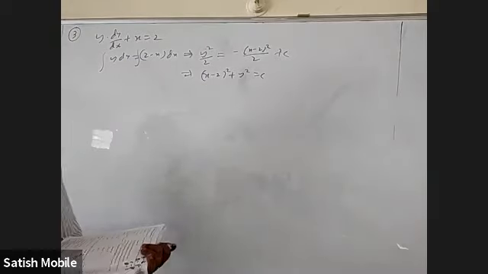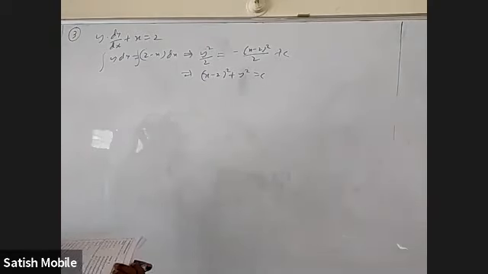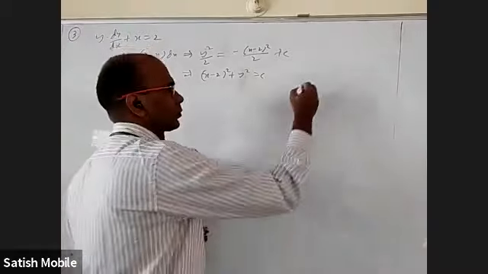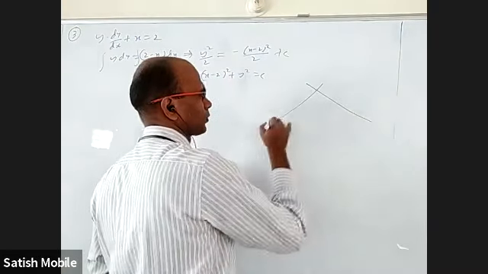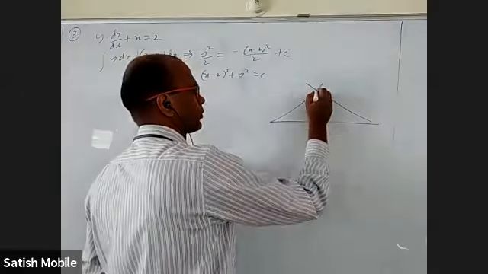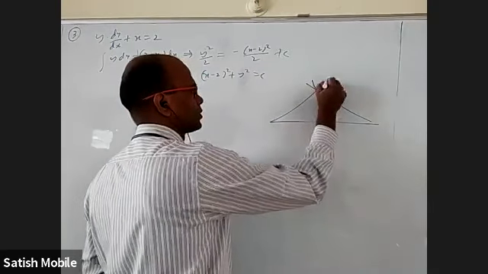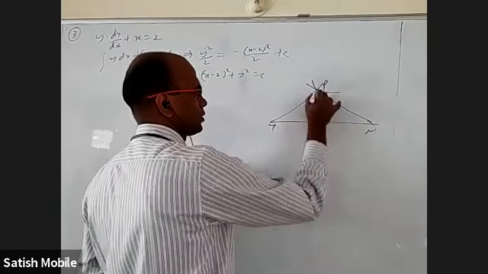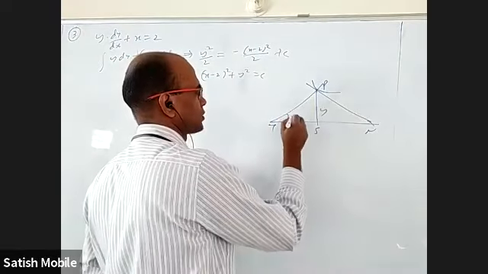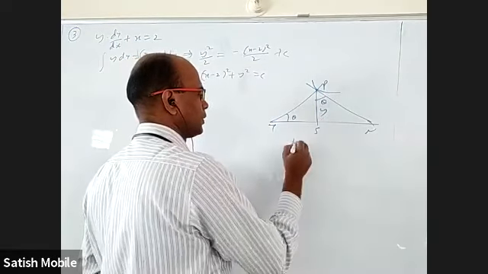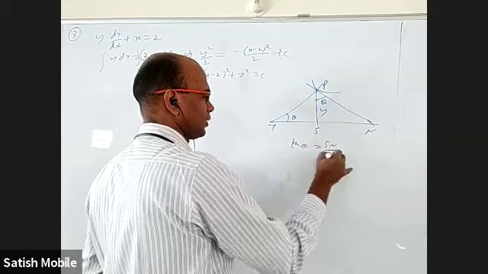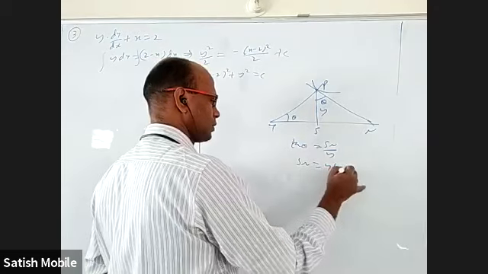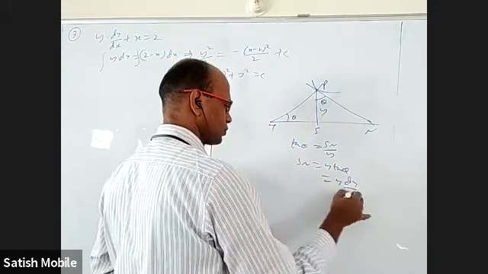Subnormal formula is correct: y into dy by dx. Subtangent is y by dy by dx, right? Okay, this is P, this is T, this is N, this is S, this is y, this is theta, this is theta. Tan theta is subnormal by y, so subnormal is y tan theta, which is y dy by dx. That's good.